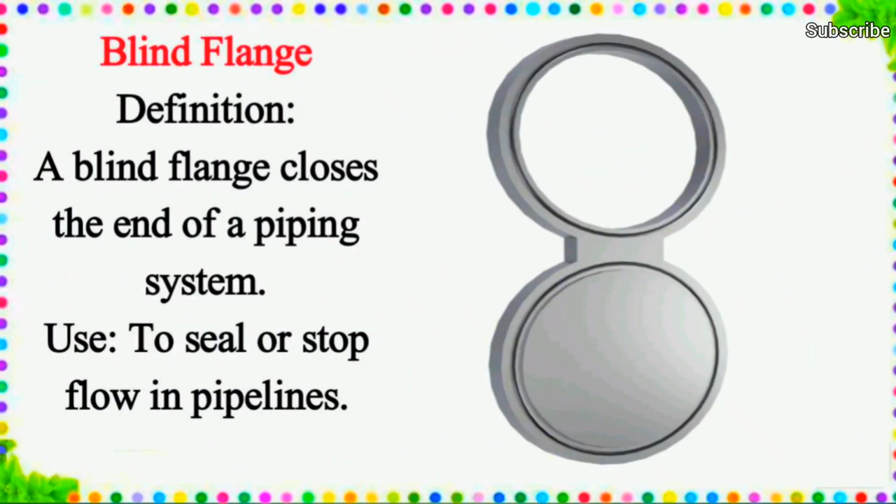Blind flange. A blind flange closes the end of a piping system, used to seal or stop flow in pipelines.